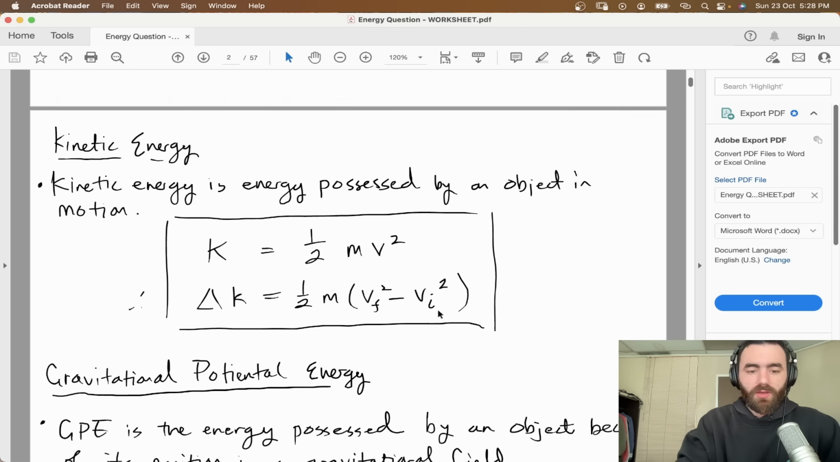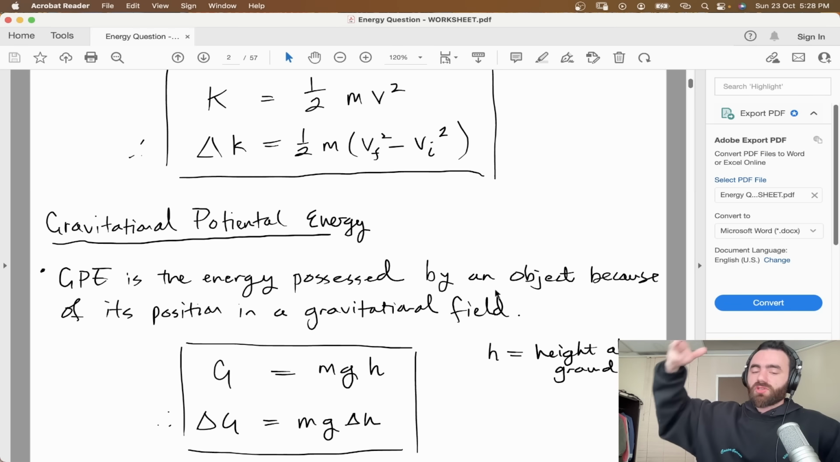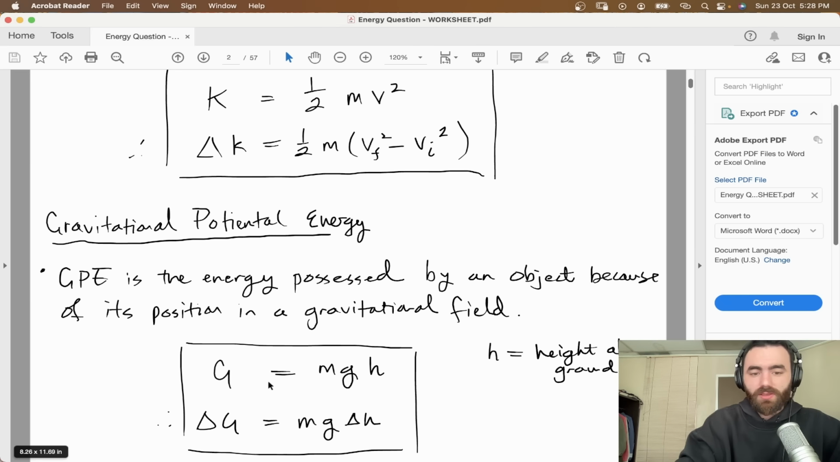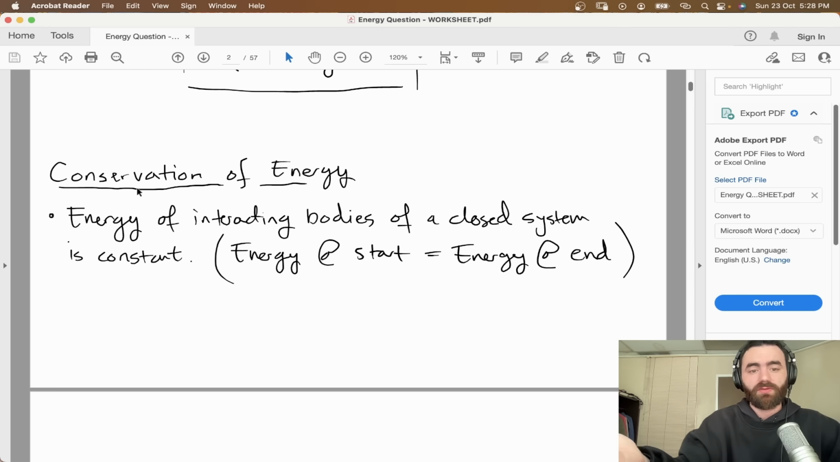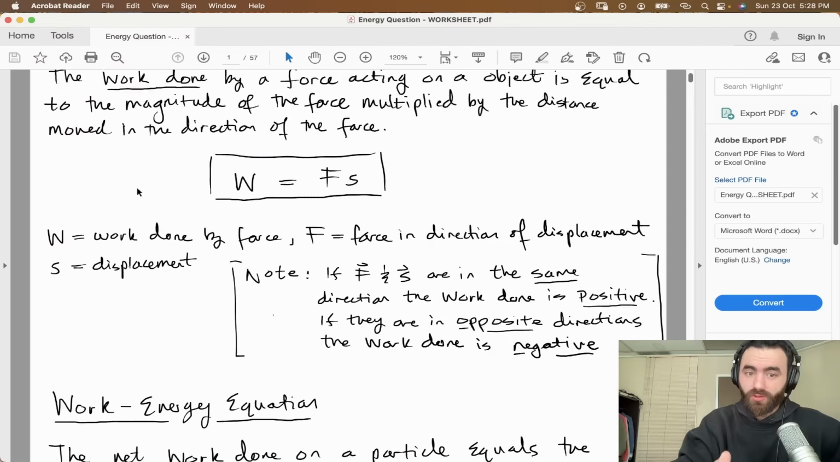Gravitational potential energy is just the energy possessed by an object due to its position in a gravitational field. So the higher it is, the more gravitational potential energy it will have. It's equal to mgh. And then finally, you just need to know the conservation of energy, which is basically that energy just doesn't disappear. Energy stays constant in a closed system. So the energy at the start equals the energy at the end. Energy is transformed, but it's never just destroyed. And that's it. That's all the content you need.